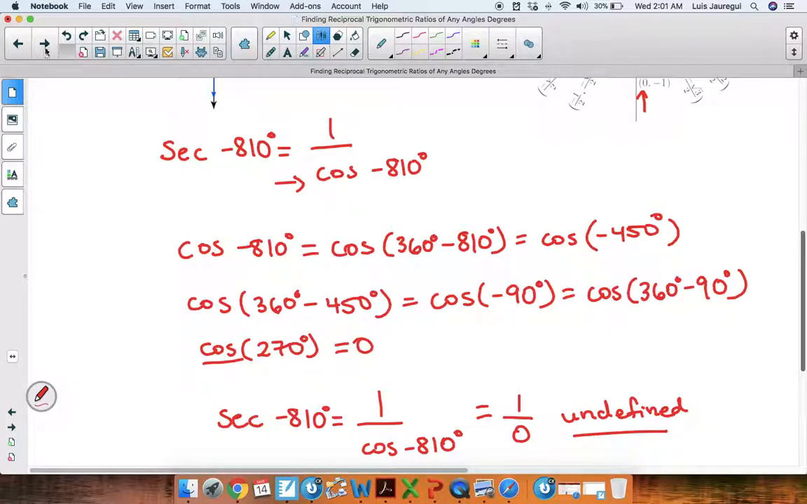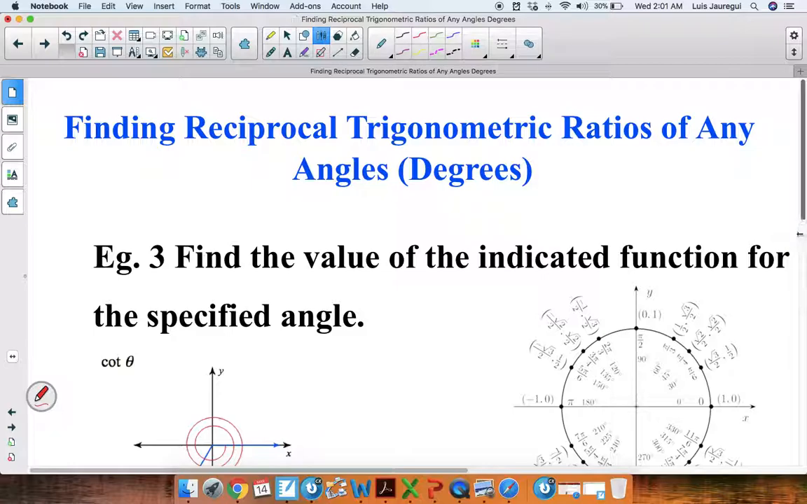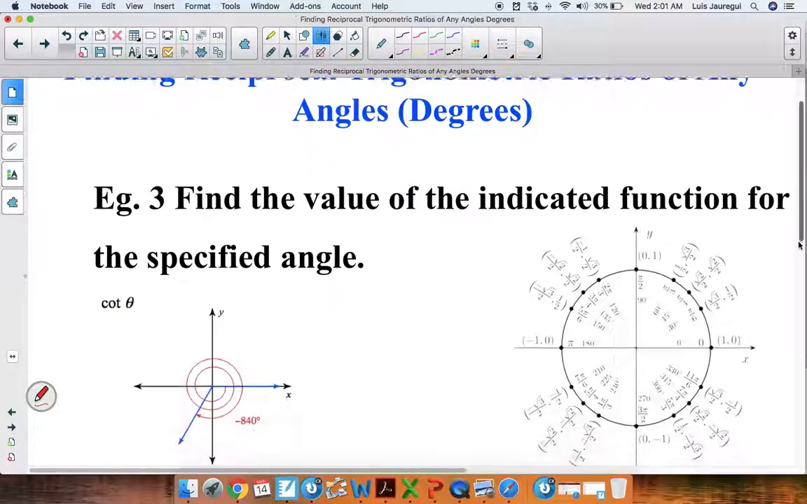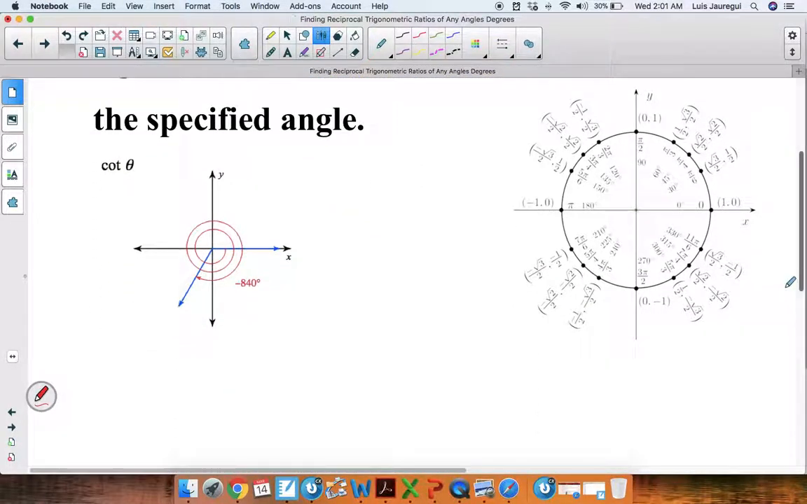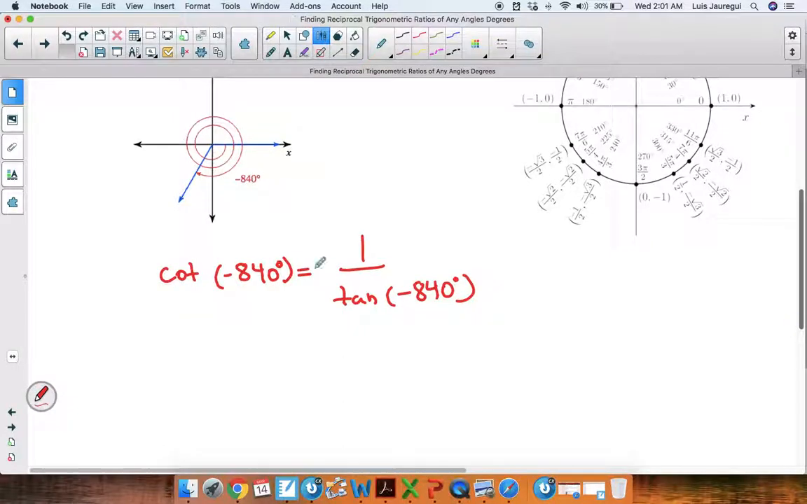Now let's do one more example here. Example 3. Find the value of the indicated function for the specified angle. In this case, we want cotangent of theta, where theta happens to be negative 840 degrees. So we want cotangent of negative 840 degrees. Now cotangent is the reciprocal function of tangent, so this is 1 over tangent of negative 840 degrees. Well, let's focus our attention on just tangent for now. Let's figure out what is tangent of negative 840 degrees.